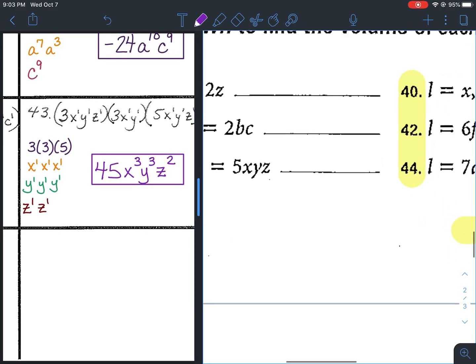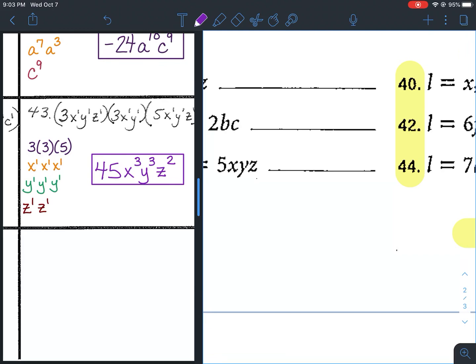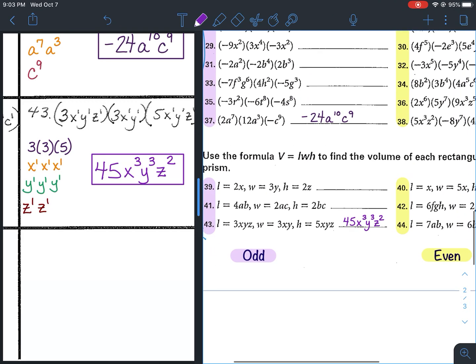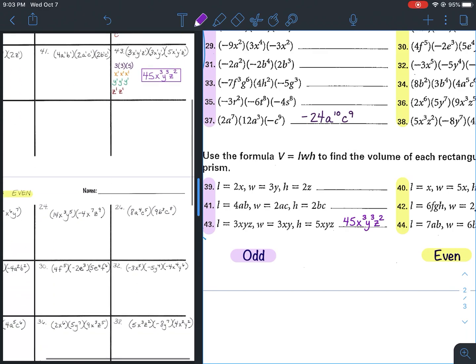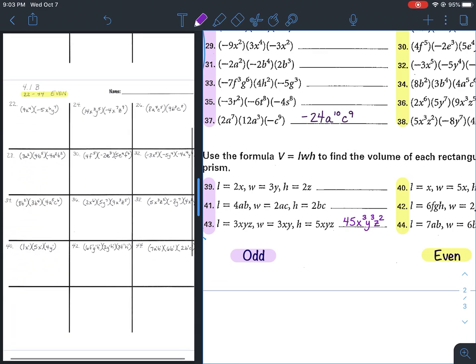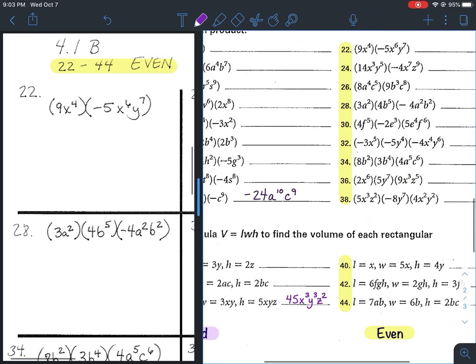Come back over here, copy down my answer. 45, x to the third, y to the third, z squared. Okay, so that's the two examples I did on the odd side. Now let's flip over to the back to the even side. I'm going to do 22 and 40 with you. So let's start with 22.